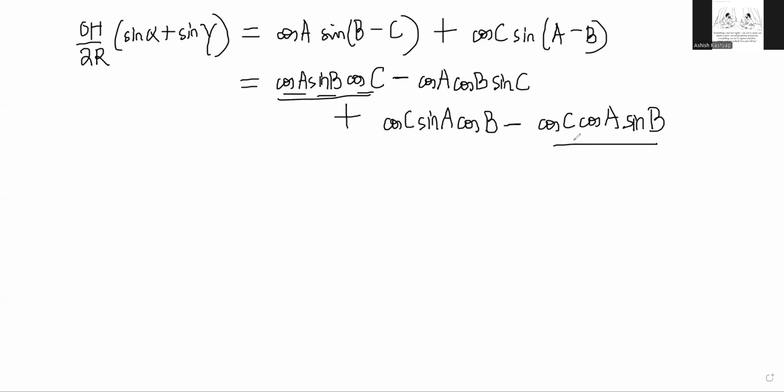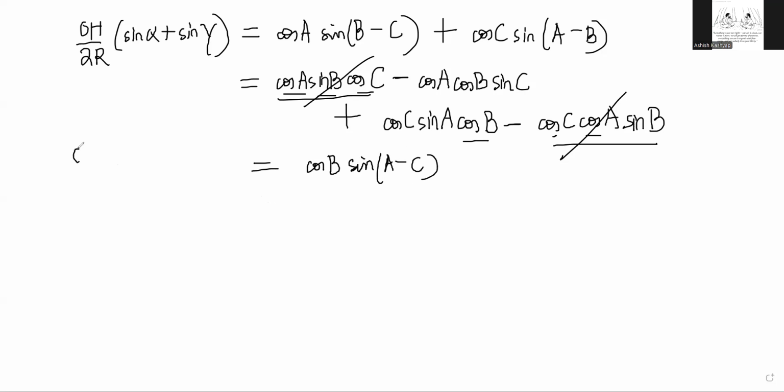cos A sin B cos C will cancel, and we are getting these two terms remaining, from which we can take cos B common. So cos B common, we are getting sin A cos C minus cos A sin C, right? So we are getting sin of A minus C, right? Yes, sin of A minus C.